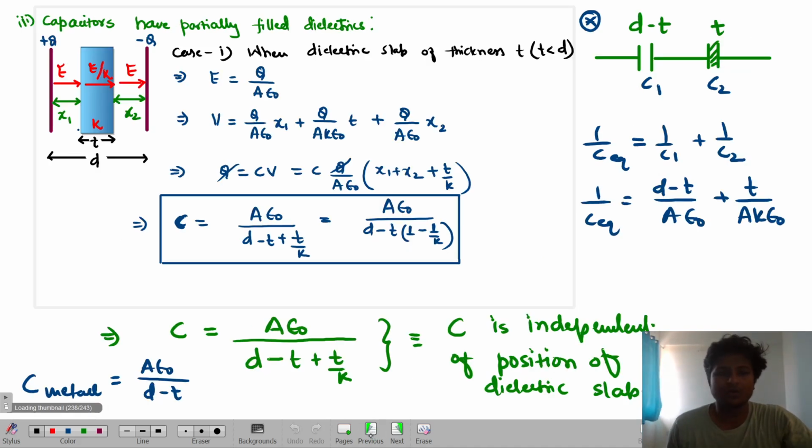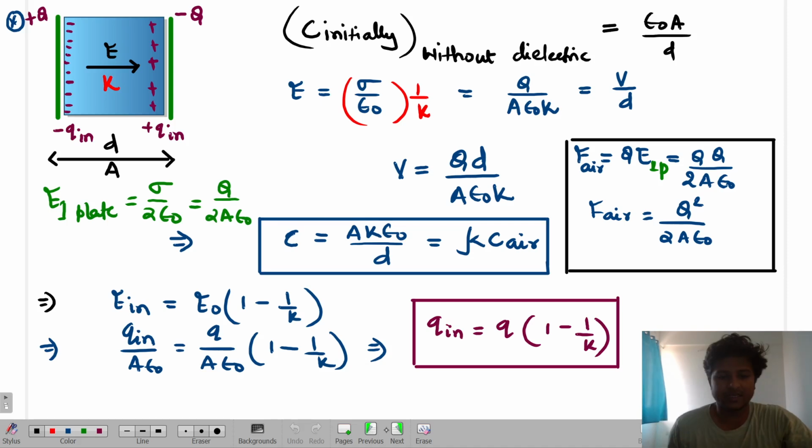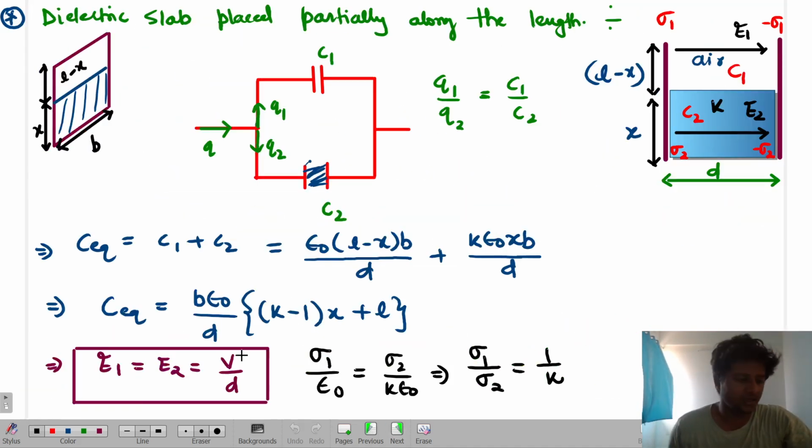So we got to know about the first case, second case. Similarly, you can write the E1 and E2 for other cases also, isn't it? And suppose this was also filled with another dielectric, you can write sigma 1 by K1 epsilon naught is equal to sigma 2 by K2 epsilon naught, or not? So you should have also got that sigma 1 and sigma 2.